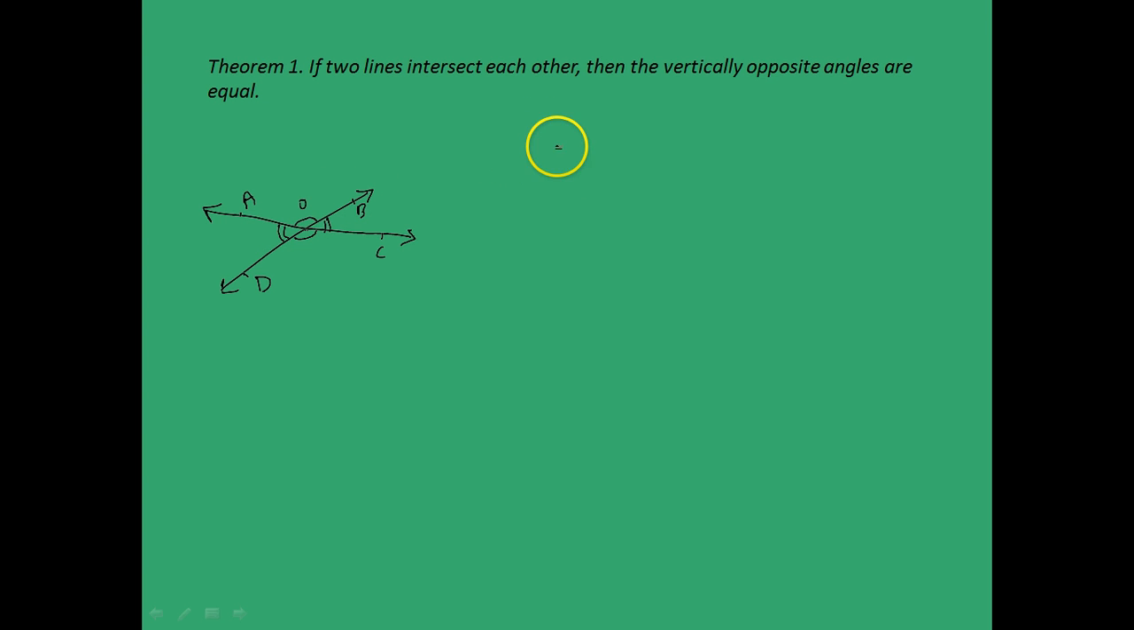So we have to prove angle BOC is equal to angle AOD. Or we could have proved the other one, that is angle AOB is equal to angle DOC. I mean, both of them are vertically opposite angles, and if we prove this, we basically prove it holds for the other one also. So let's look at a way to do this.